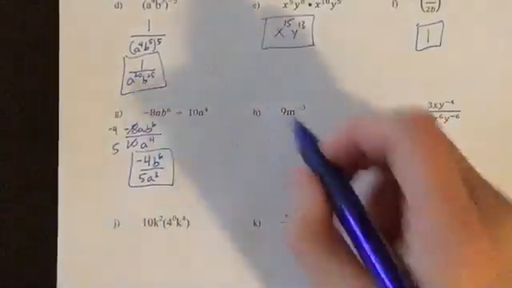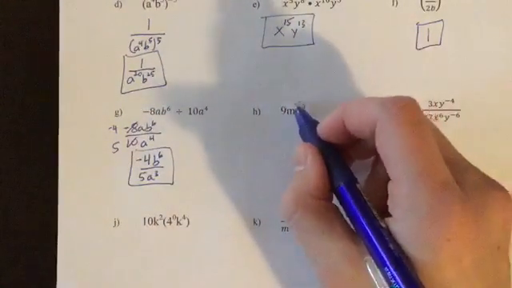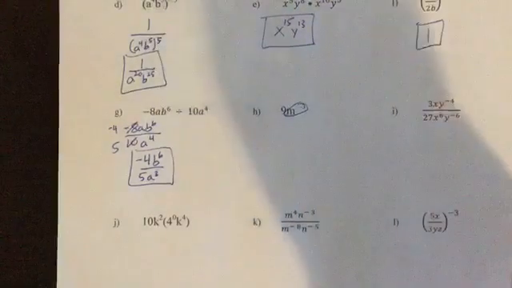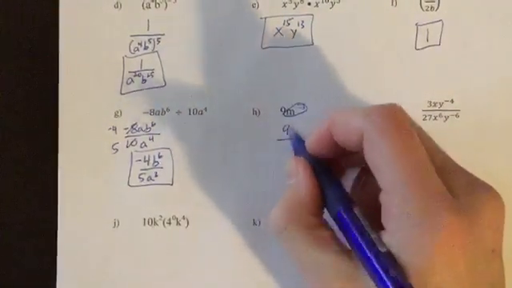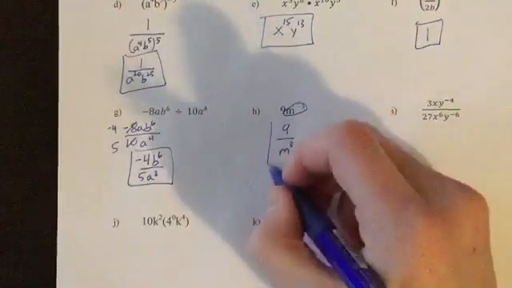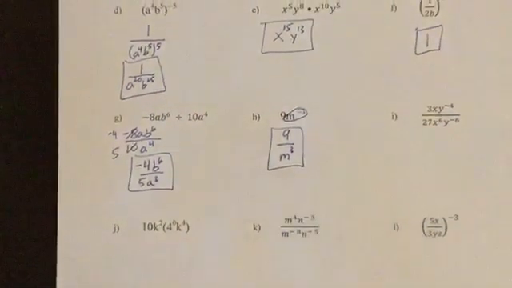Okay. H, 9m to the negative 3rd. I want to notice that 9 is a coefficient, only m is the base, so only that m and the exponent are going to move to the bottom. 9 over m to the 3rd.